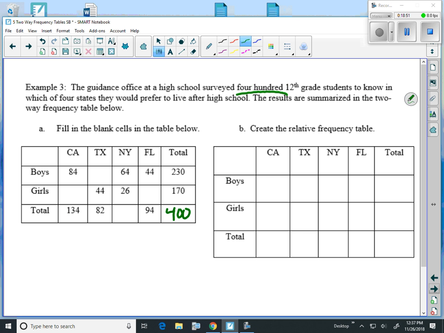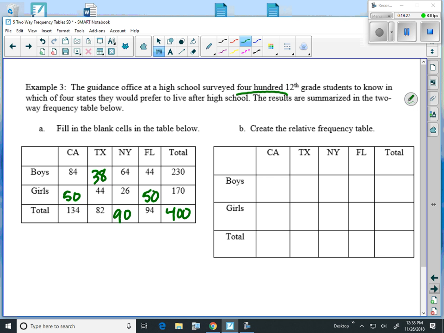Okay, so 64 and 26, that would be 90. Check my work, make sure I'm good. All right, how are we going to get here? 94 minus 44 is 50. Okay, how are we going to get here? 82 minus 44. Yep. And then 134 minus 84 is 50.